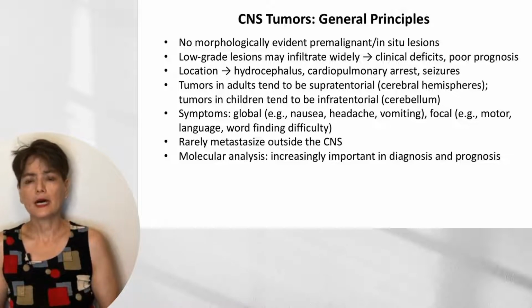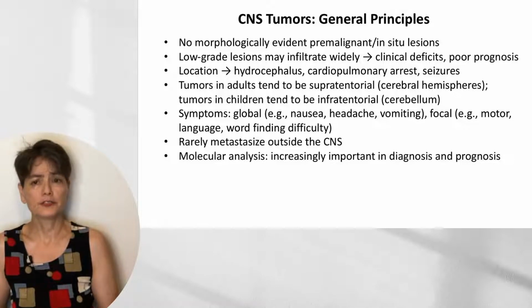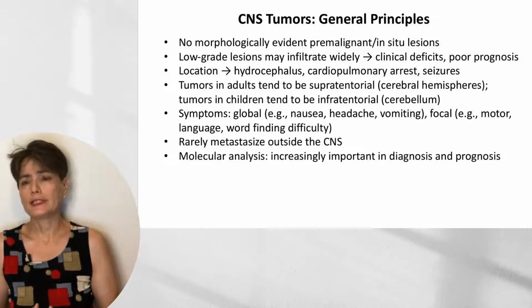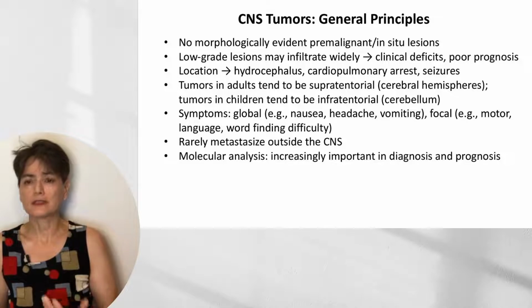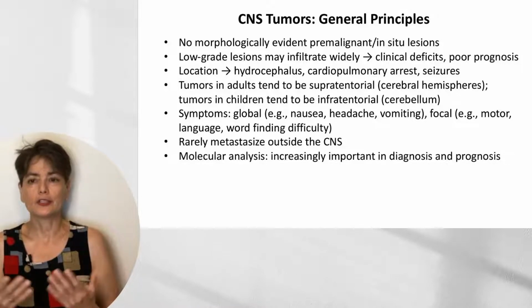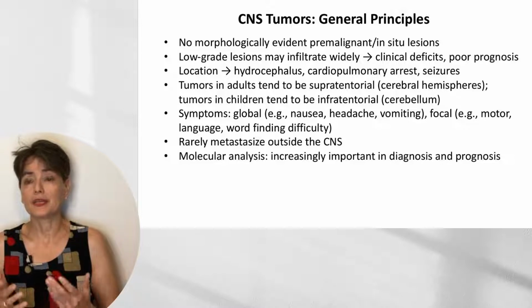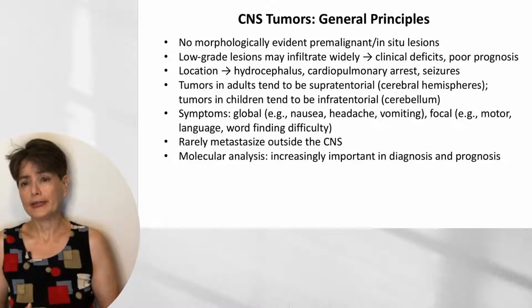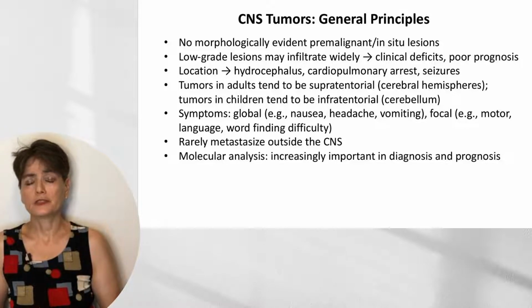And finally, molecular analysis is increasingly important in diagnosis and prognosis. It used to be that neuropathologists would look at slides and based on what they saw would make their diagnosis. And generations of medical students have learned these criteria and tried to identify, for example, the classic fried egg appearance of oligodendrogliomas. But the truth of the matter is that we are using molecular analysis for our diagnosis because there can be a lot of overlap in appearance.